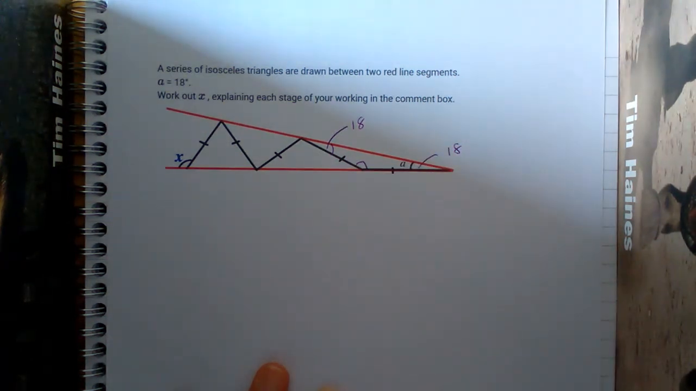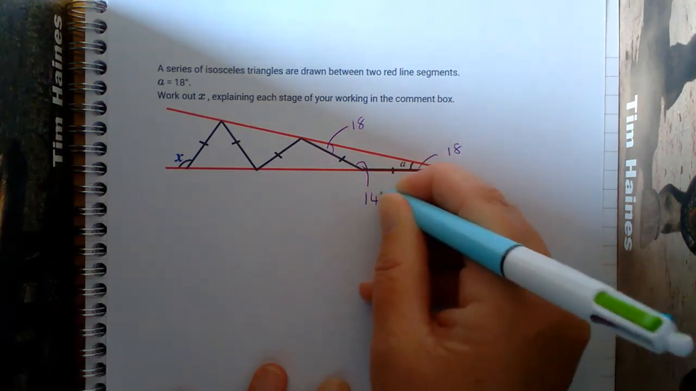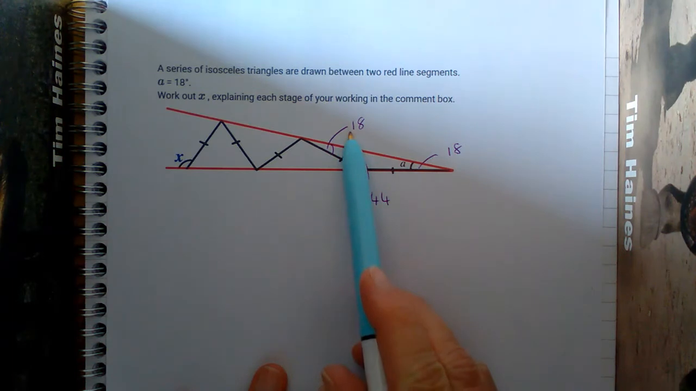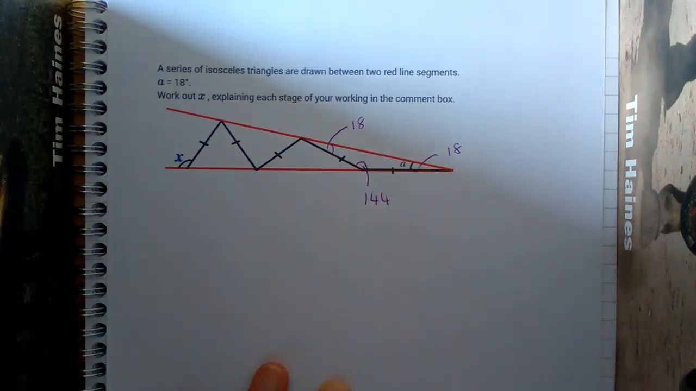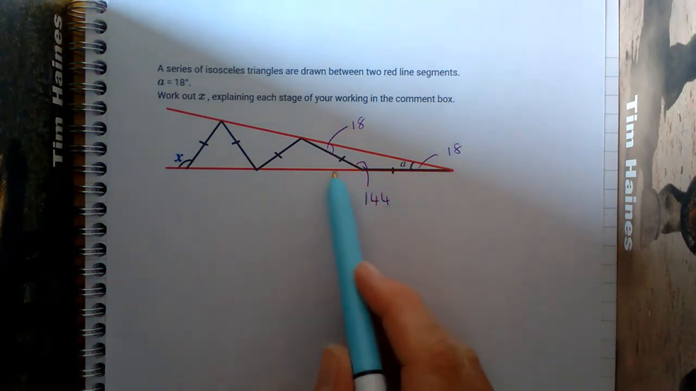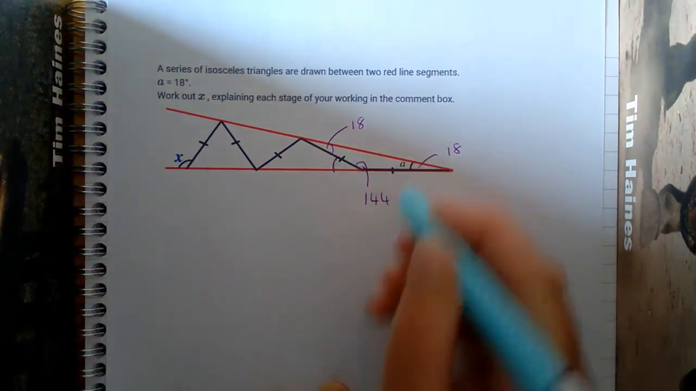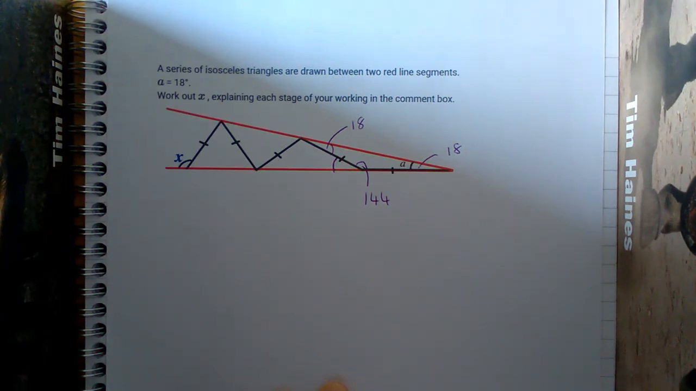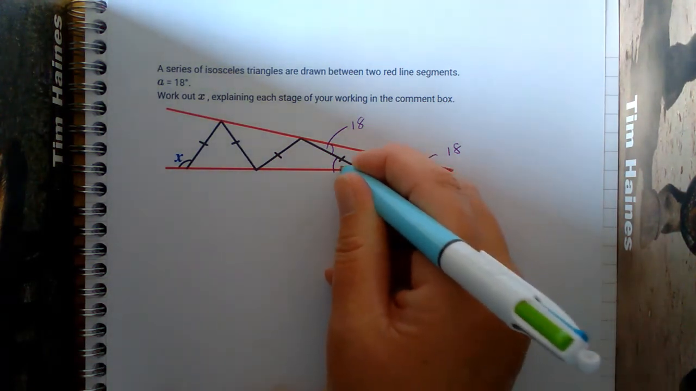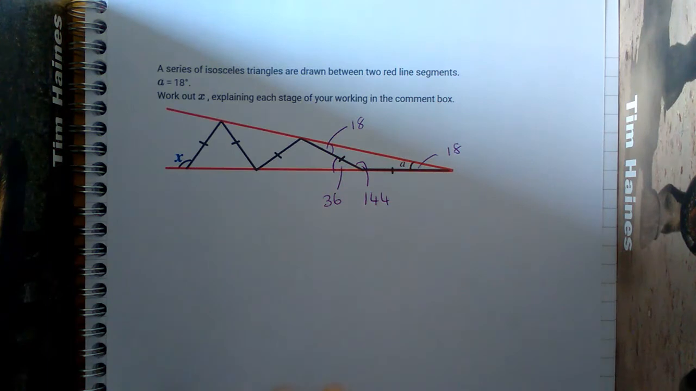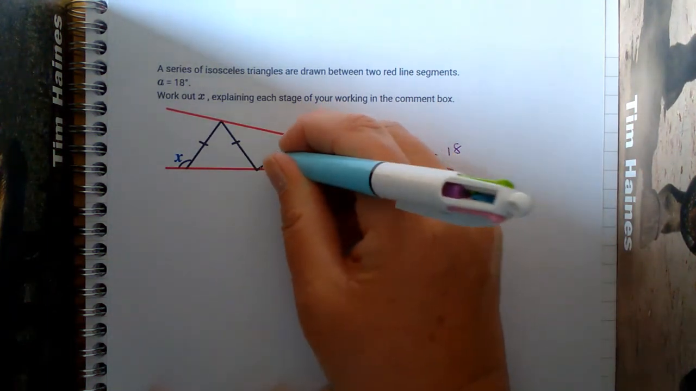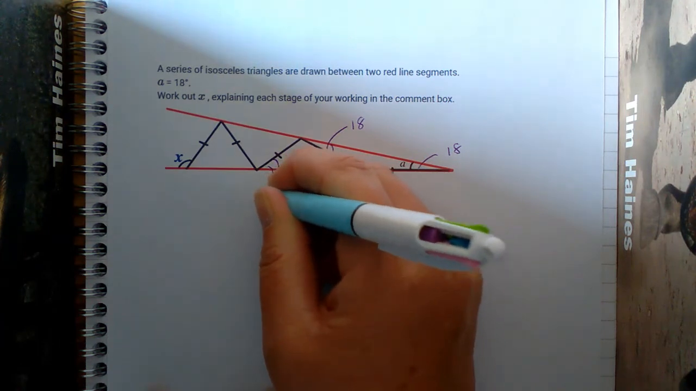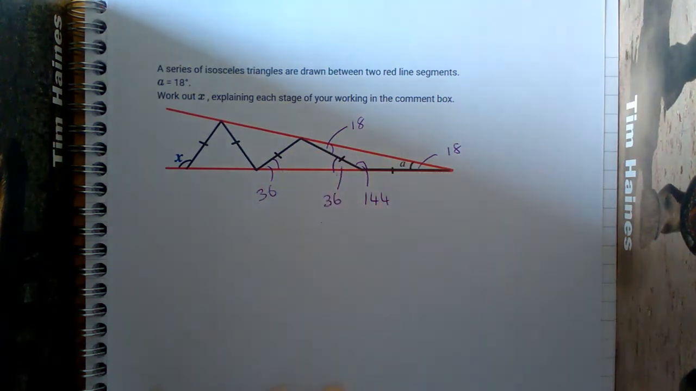So, because I know that they're 18, I know that this angle has got to be 144. Okay, because 180 take away 18, take away 18 is 144. Okay, angles on a straight line means that this one here is going to be 180, take away 144, which is 36. All right, again, I know that this must be 36 because base angles in an isosceles triangle are equal.